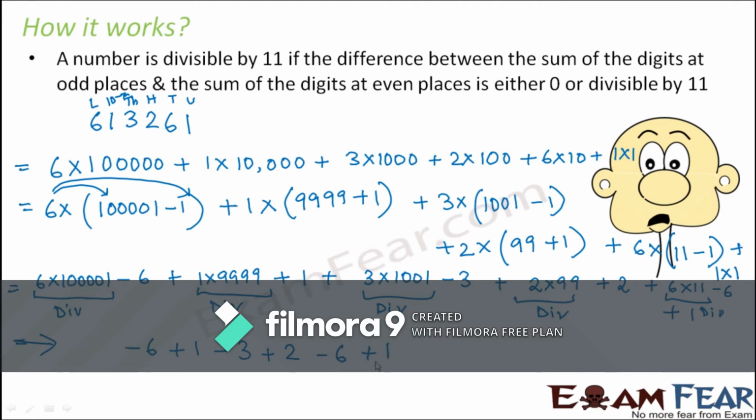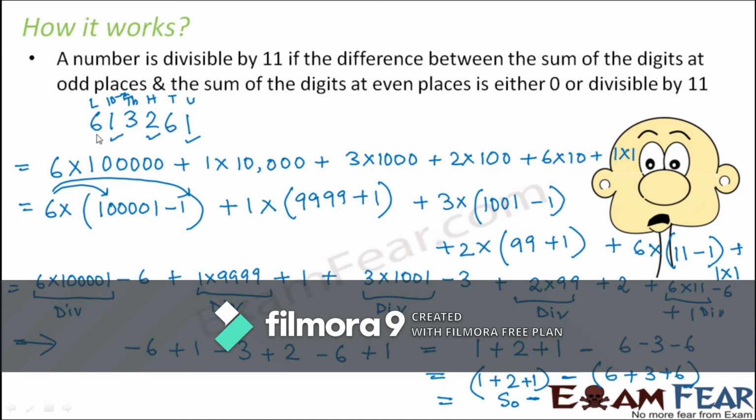Now let us write all the positives together and all the negatives together. So this can be written as 1 plus 2 plus 1 minus 6 minus 3 minus 6, and this can be written as 1 plus 2 plus 1 within brackets, minus 6 plus 3 plus 6. And what is this? 1 plus 2 plus 1. These are basically the sum of the digits in the odd places.